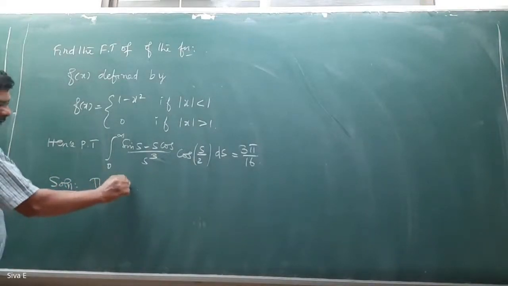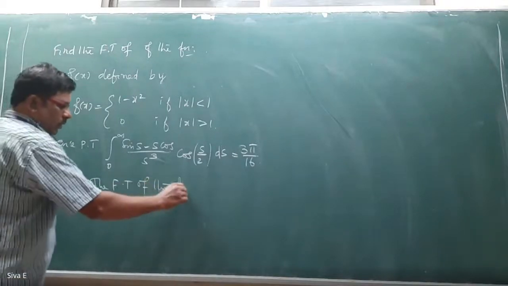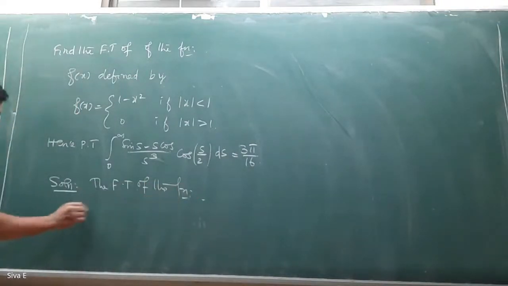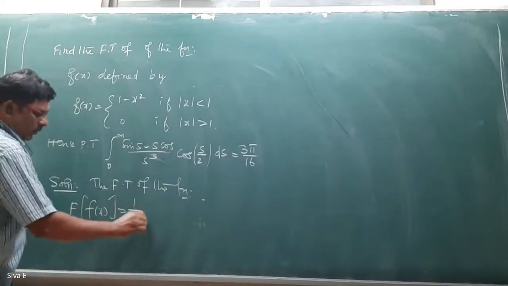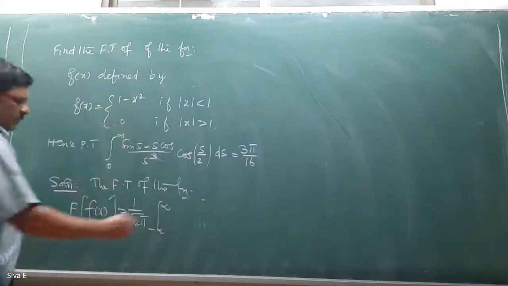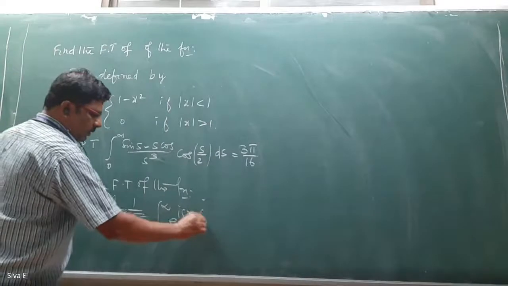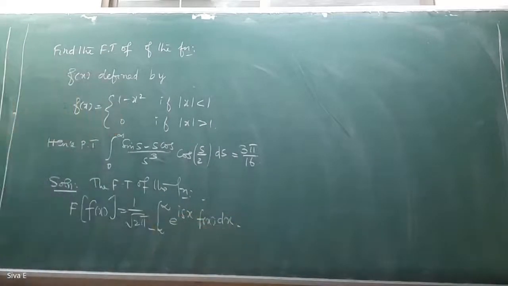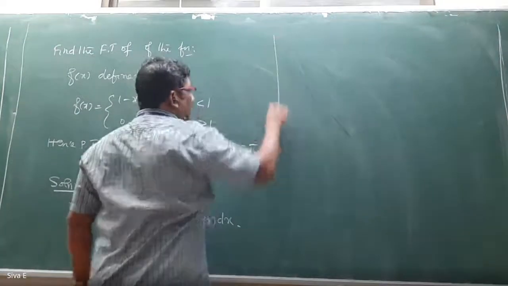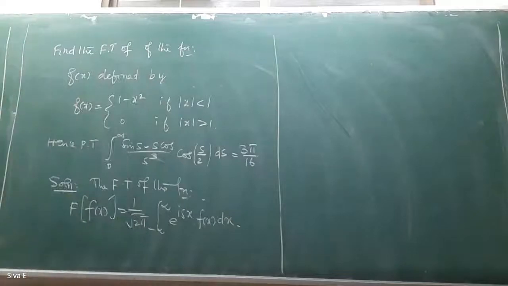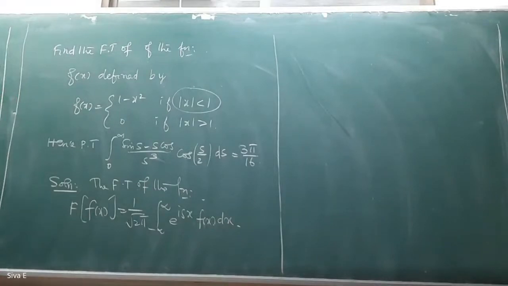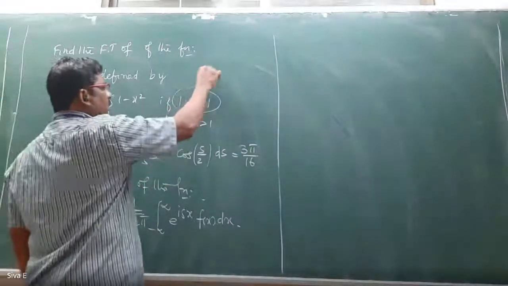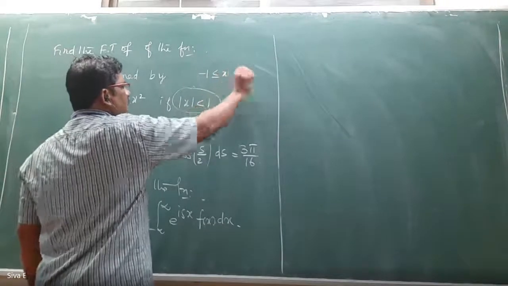The Fourier transform of the function f of x is denoted by F of s, equal to 1 by root 2 pi, integral from minus infinity to plus infinity, e power isx f of x dx. Here x is defined in the interval mod x less than 1. In the last class I told that when mod x is less than 1, what is the limit? Minus 1 less than or equal to x less than or equal to 1.